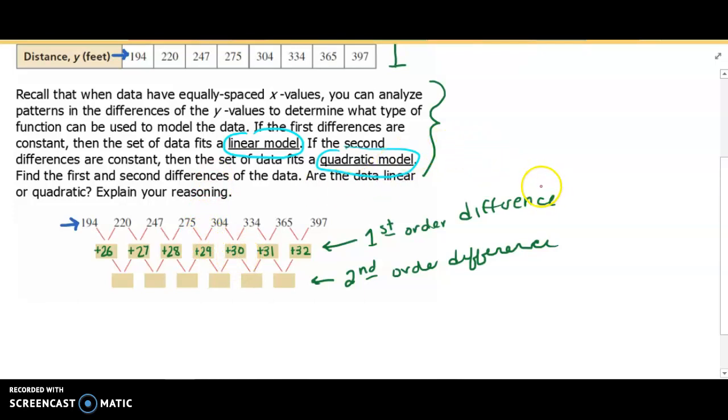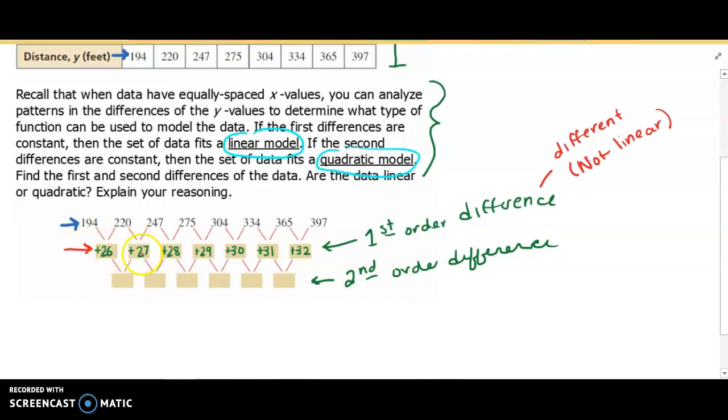So the first order differences, as we call them, are different. It's not the same number, and therefore we know it's not linear. Remember that if the first order difference is the same, we have a linear function. So now we want to find the second order differences. So now we're going to compare this line.